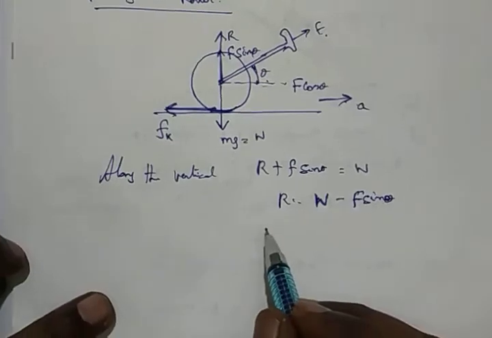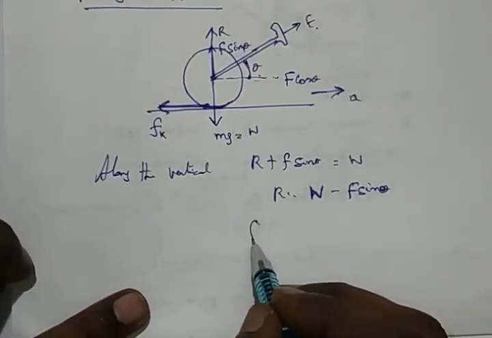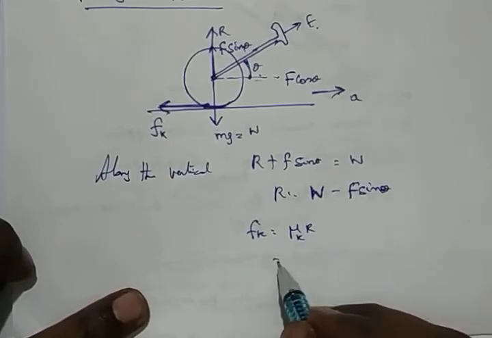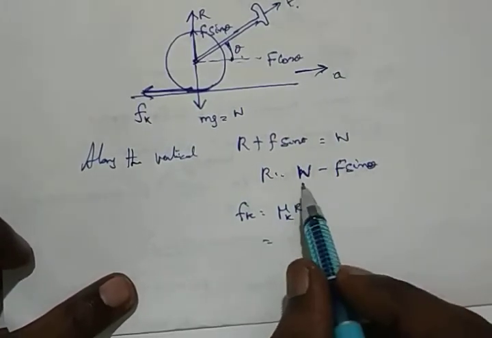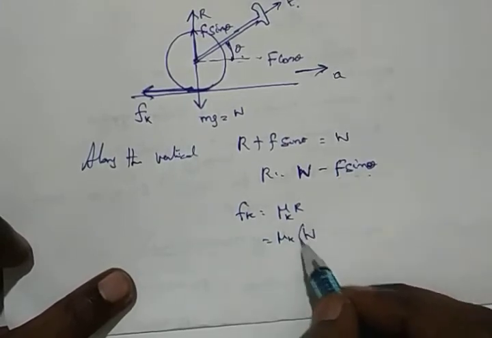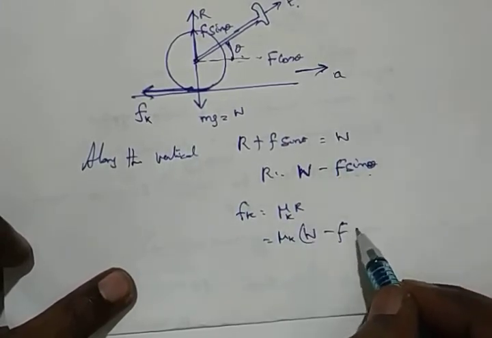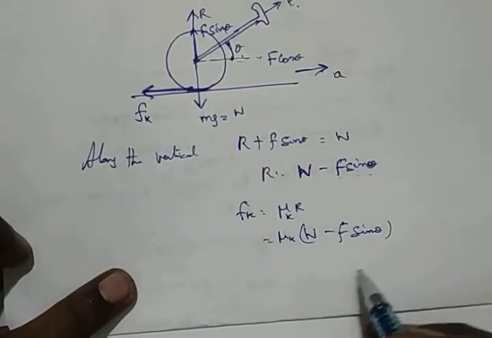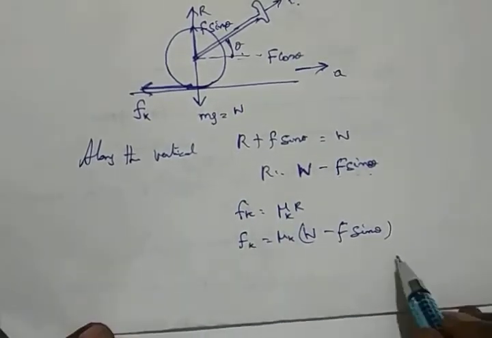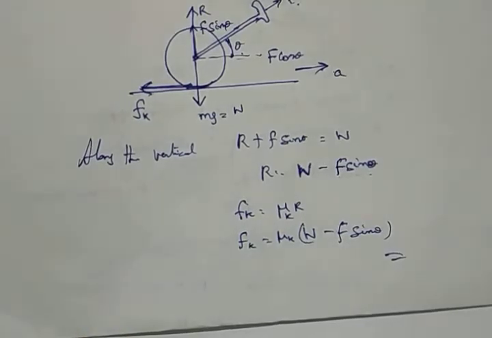Now what is the frictional force? Fk is equal to mu times R. We know it is mu times R. What is R? It is already here. So mu k times (W minus F sin theta). That is the frictional force. Right? Now tell me, which is easier now?